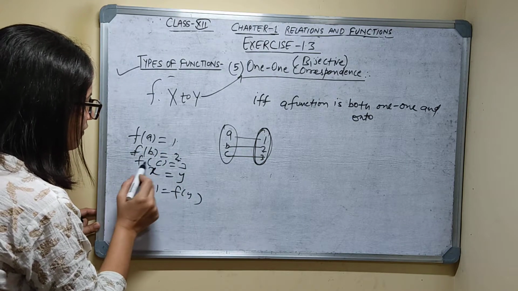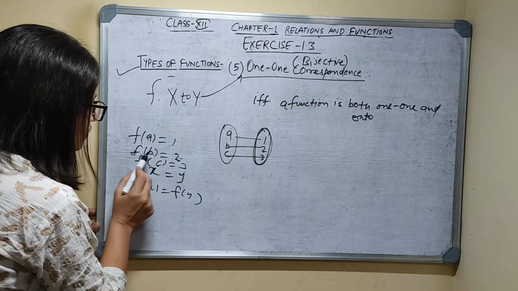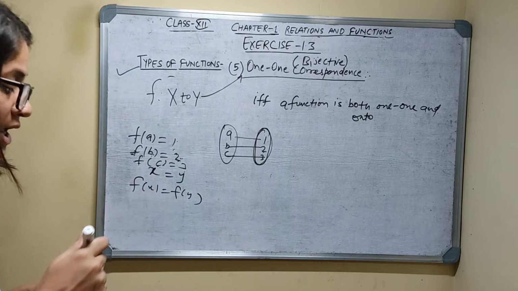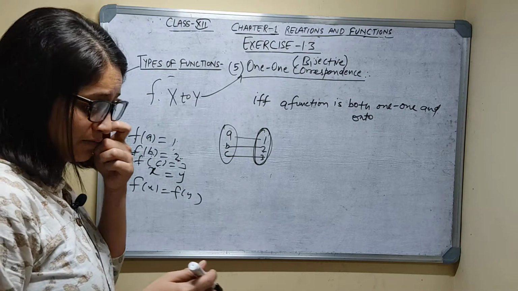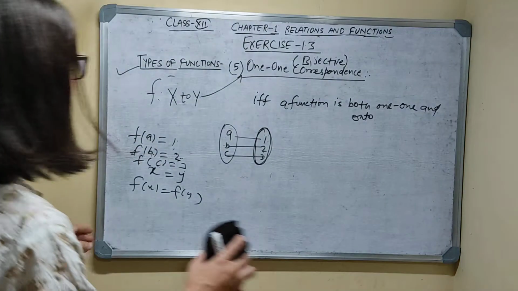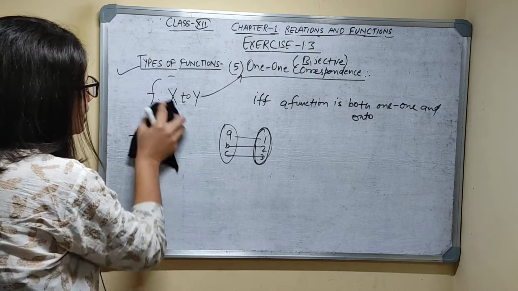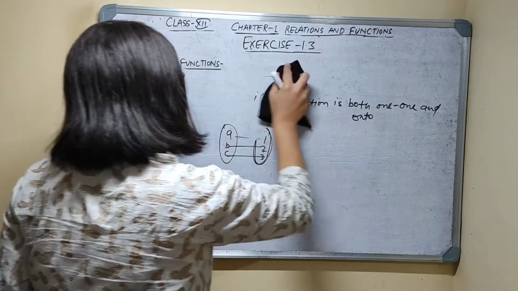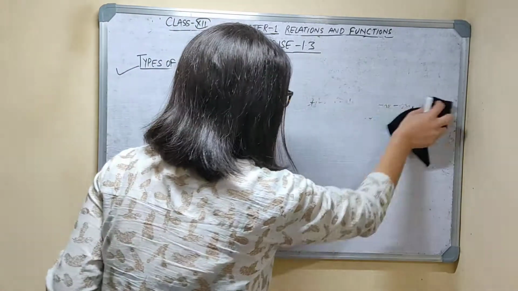F of B is equal to 2, F of C is equal to 3. So B is not equal to C, that's why F of B is not equal to F of C, like this. If A is equal to B, then only F of A is equal to F of B. Is it clear? So this is one-one correspondence, or you can say the function is bijective.